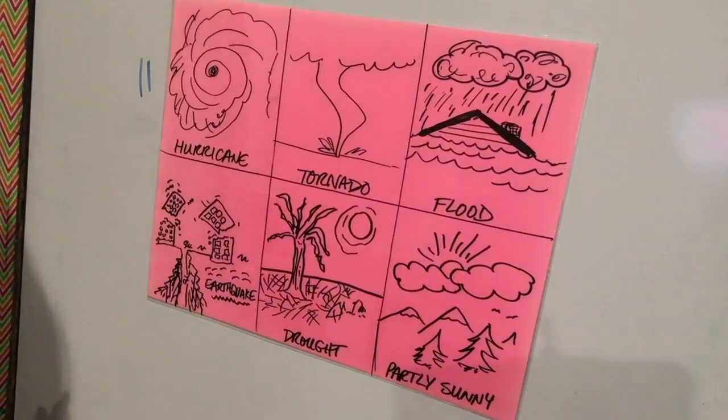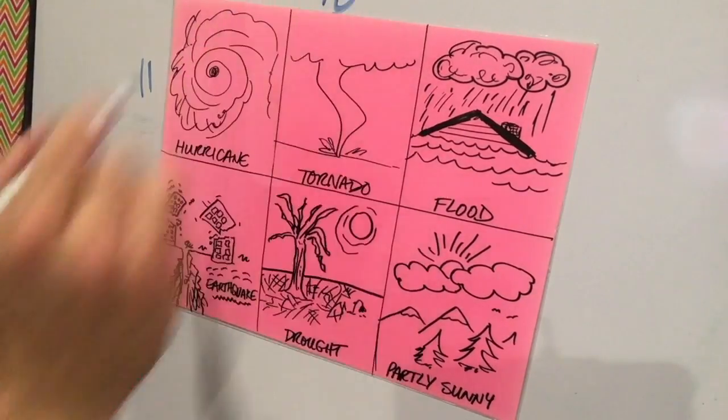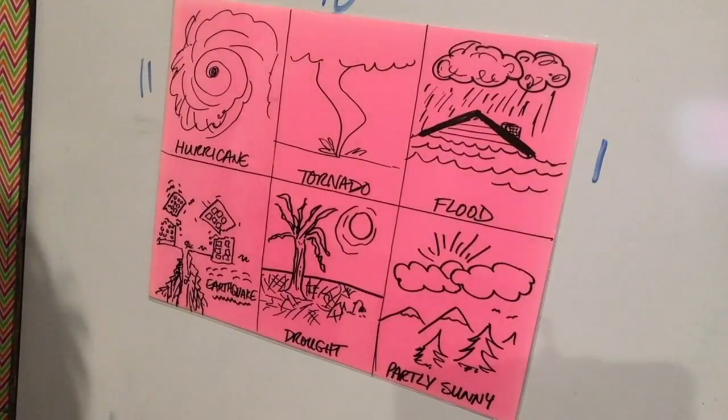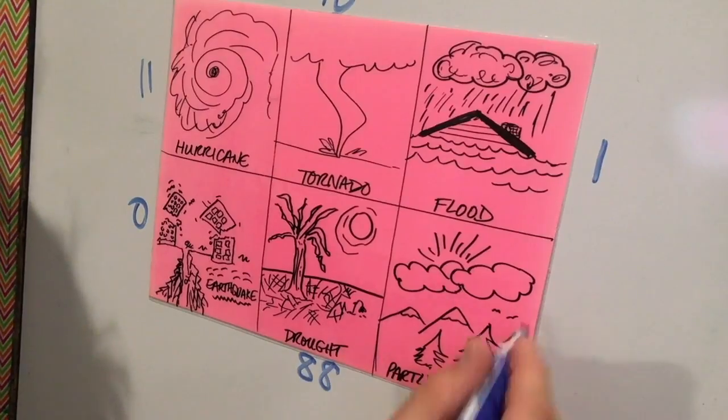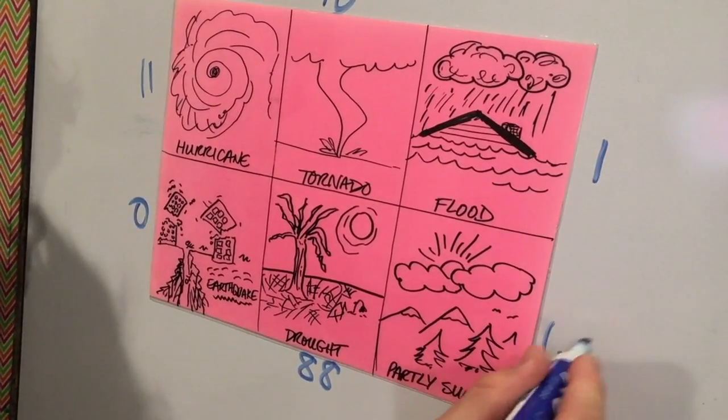Hurricane's 11 points. Tornado's 10. Flood is 1. Earthquake is 0. A drought's 88. Be careful with that one. Partially sunny is always 1.5.